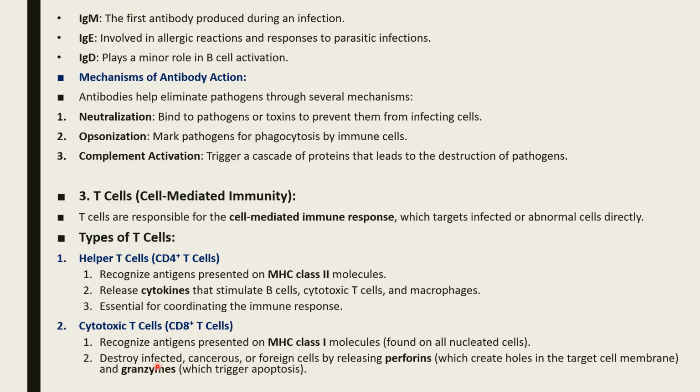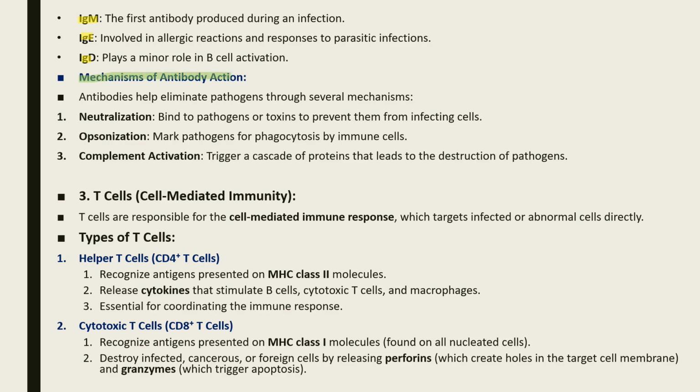The others are IgM, IgE, and IgD. IgM is the first antibody produced during an infection. IgE is involved in allergic responses, allergic reactions, while IgD plays a minor role in B cell activation. Now, the mechanism of antibody action.